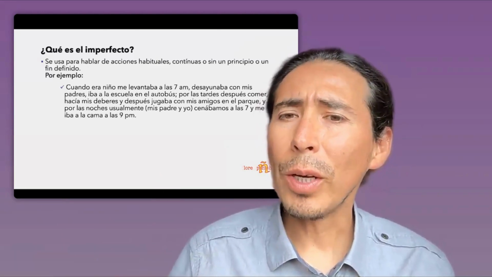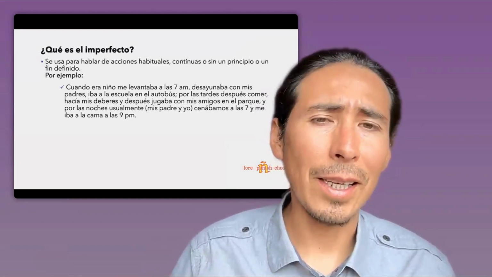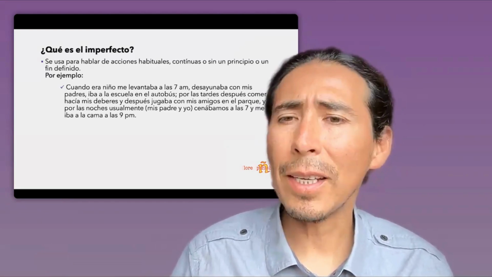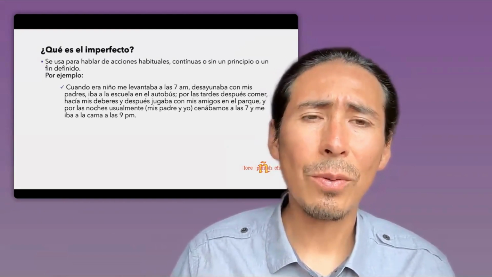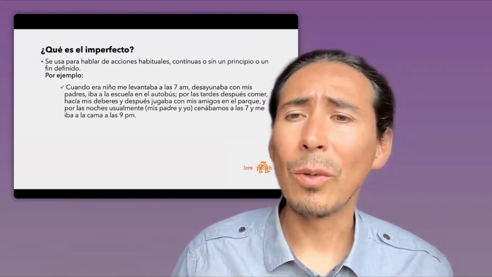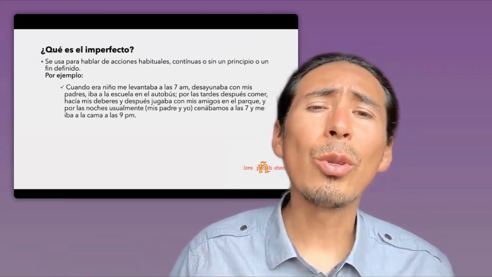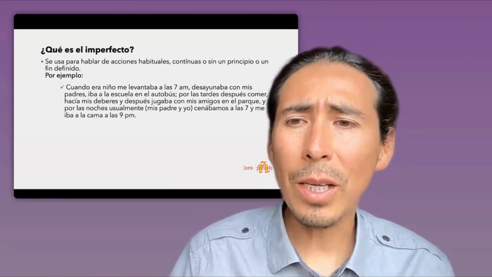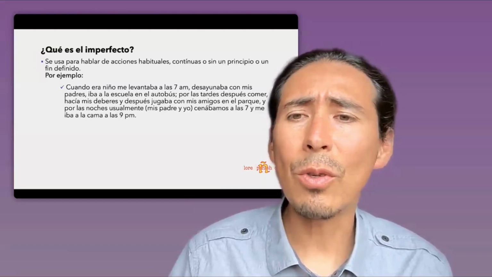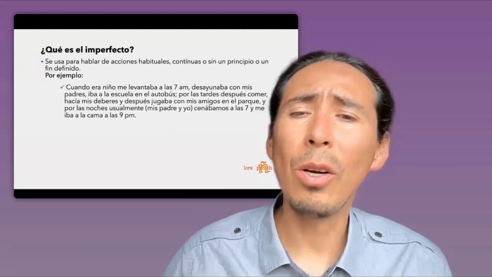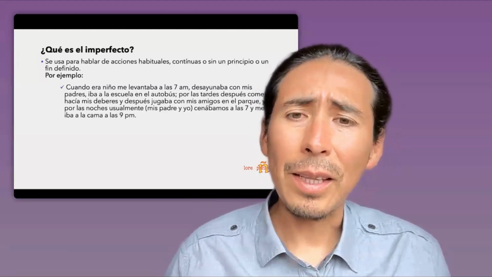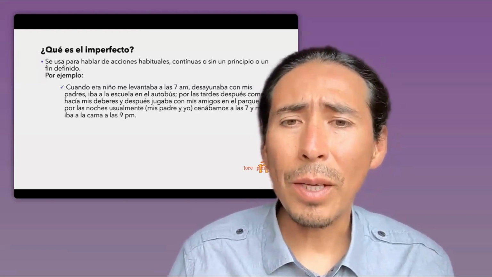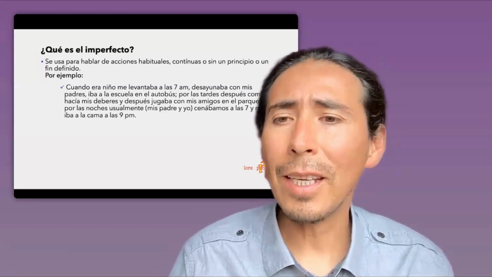So look, cuando era niño, me levantaba a las 7 a.m. When I was a child, I used to wake up at 7 a.m. Desayunaba con mis padres, iba a la escuela en el autobús. So I used to have breakfast with my parents. I used to go to school on the bus. Por las tardes, después de comer, hacía mis deberes. In the afternoon, I used to do my homework. And then I played with my friends in the park. Por las noches, usualmente, mis padres y yo cenábamos a las 7 y me iba a la cama a las 9.